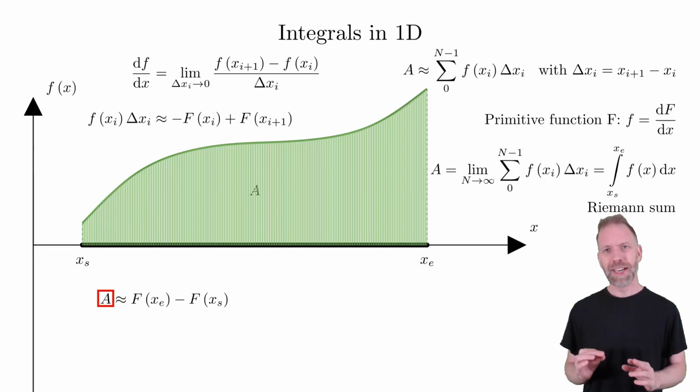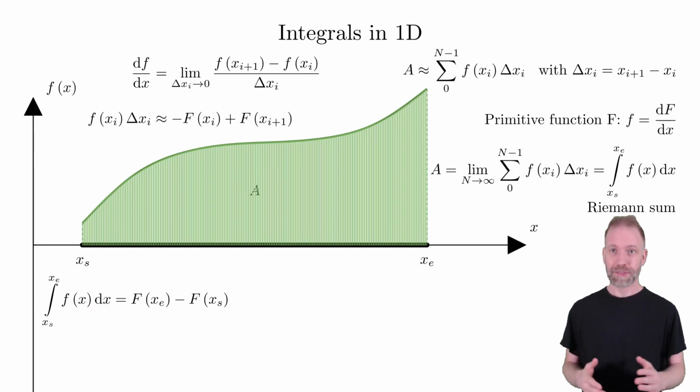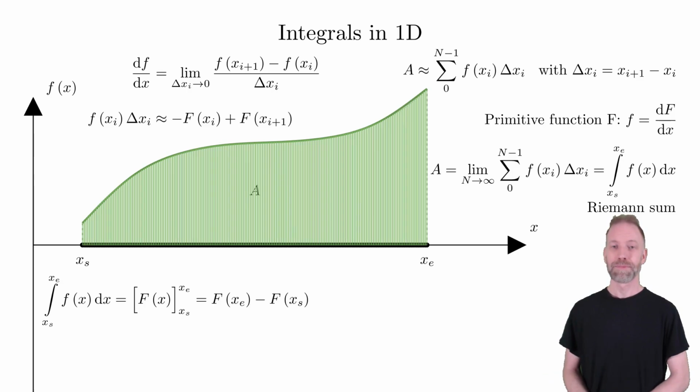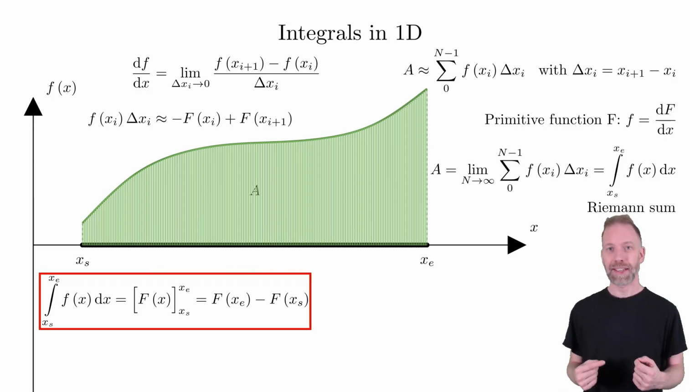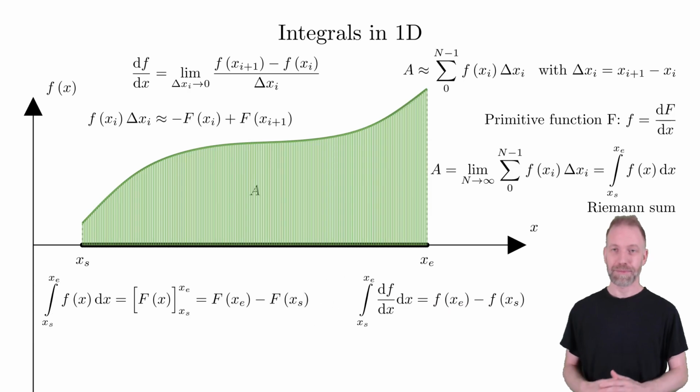We can replace the area with the integral, which gives us the classical formula for solving 1D integrals. The formula states that the integral simply is the value of the primitive function at the endpoint minus the value at the start point. It's also common to write f of xe minus f of xs with square brackets with the xs as subscript and the xe as superscript. We can also write the integral of the derivative as f of xe minus f of xs.